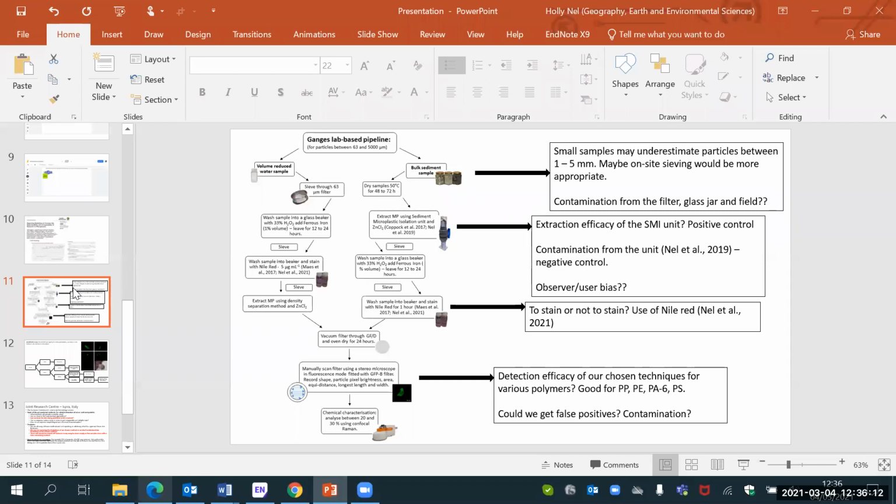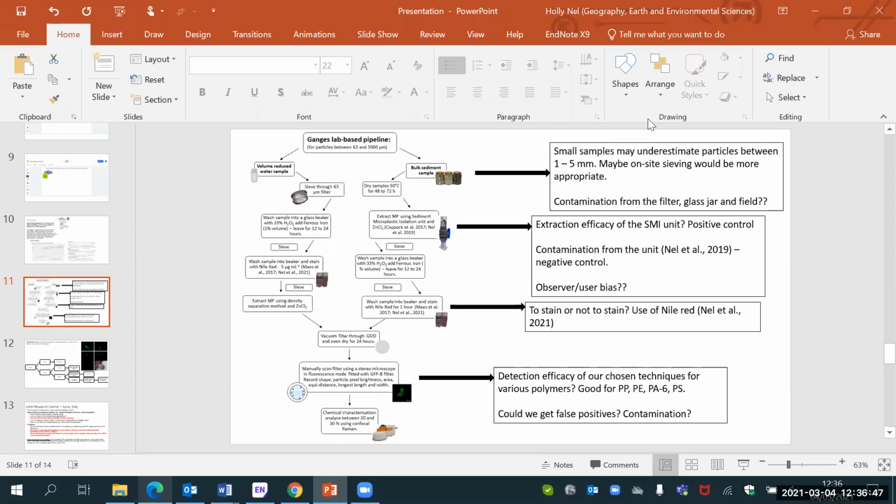So I can say, okay, well, I took a bulk sample, but actually my bulk sample was rather small, and maybe the larger particles are being underrepresented, and that it's better for particles less than 1 millimeter. And this is going to affect how we analyze and interpret our data. For example, we use sediment microplastic isolation units, and we have tested the extraction efficacy, but maybe I need to test the extraction efficacy for every study, which we don't do at the moment.